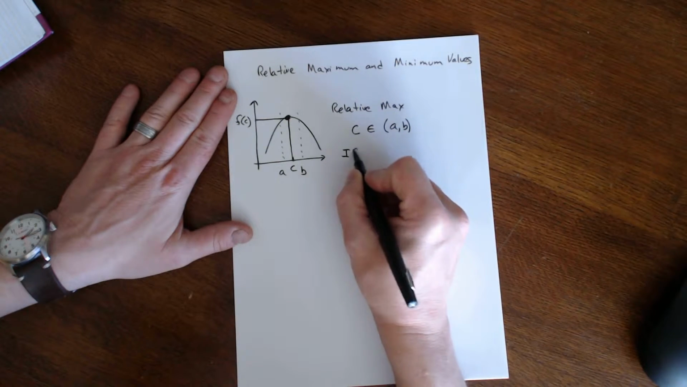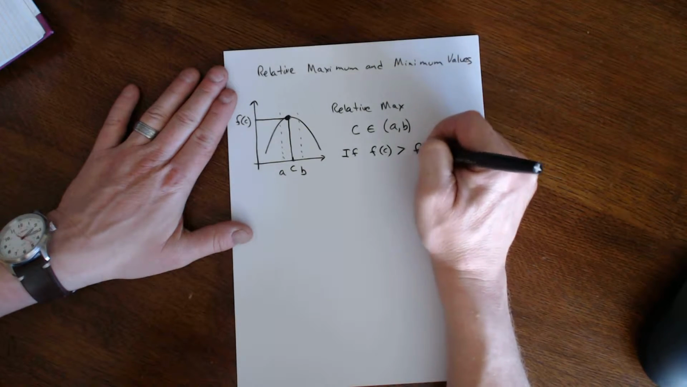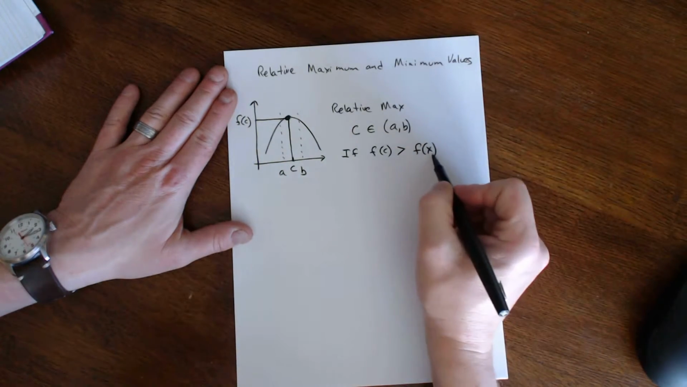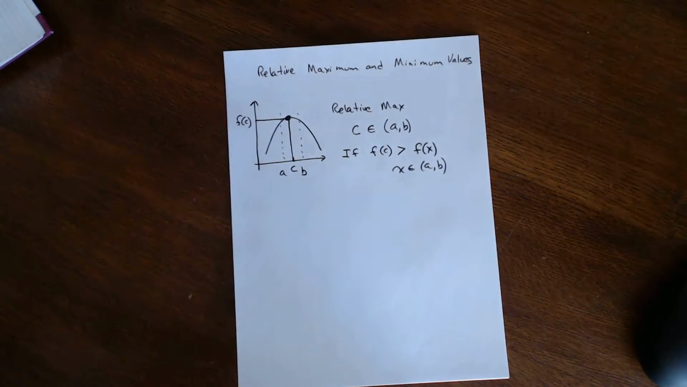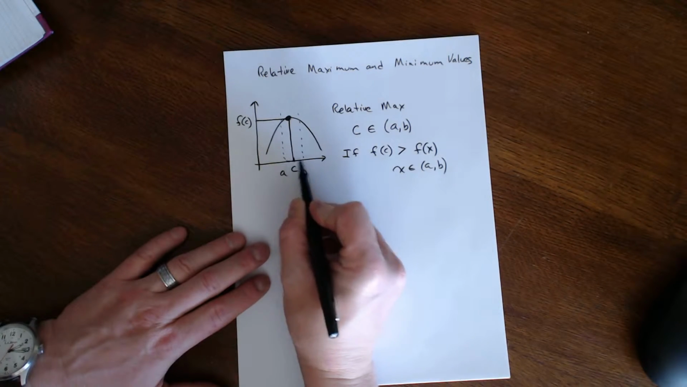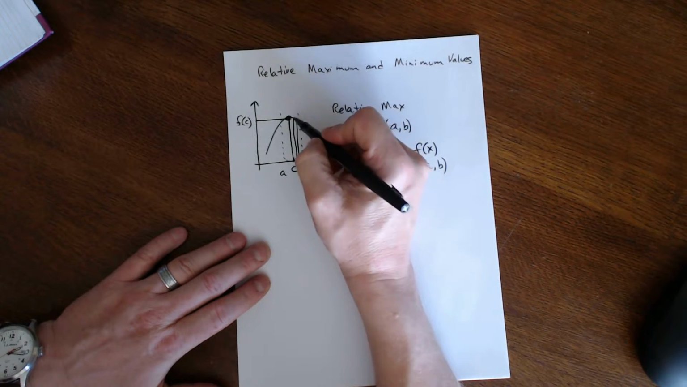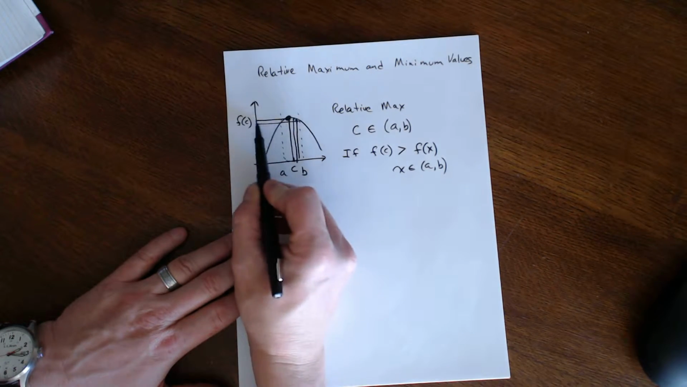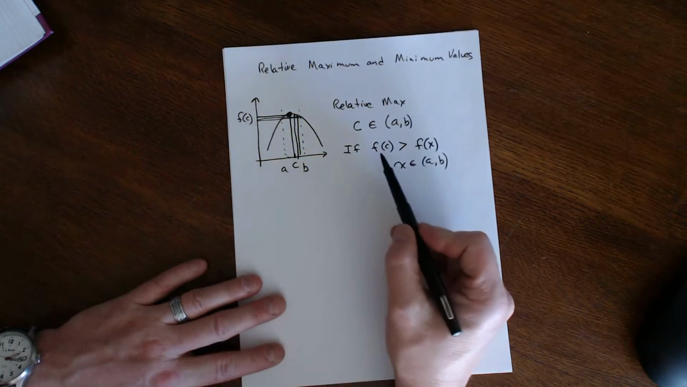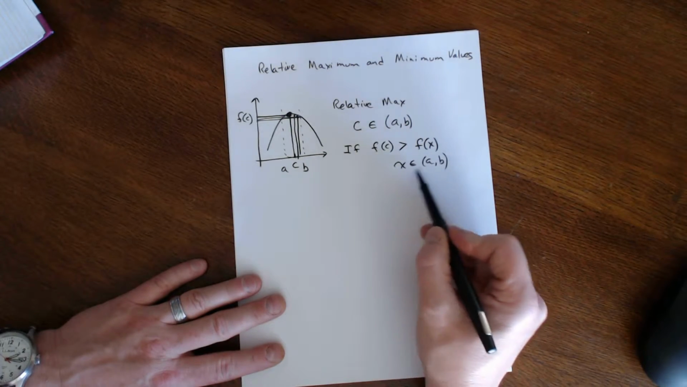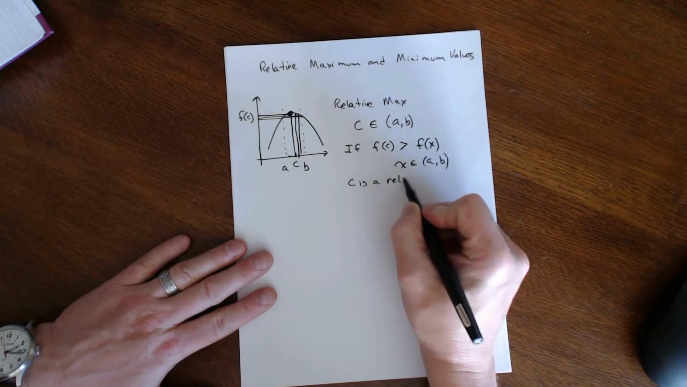If this f of C is greater than any other value on this interval where x is also in that interval from A to B, meaning that any other point that we pick in here, and then we establish another point here, or maybe it's another point here, all of these corresponding output values are going to be less than that f of C. So this f of C is greater than f of x, and we're on this interval. We say that C is a relative max.